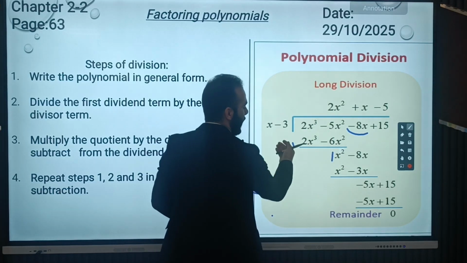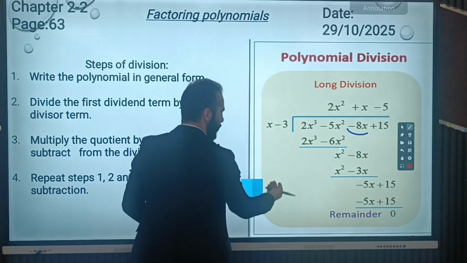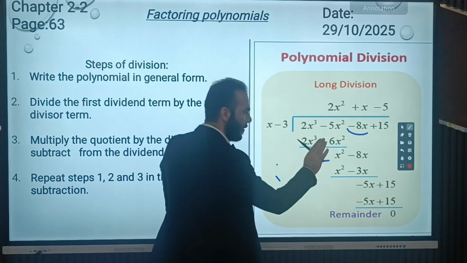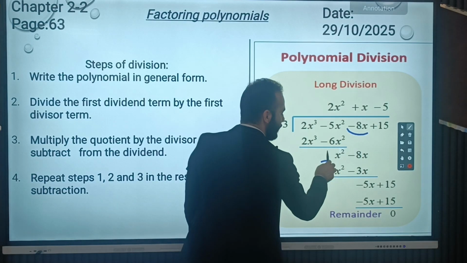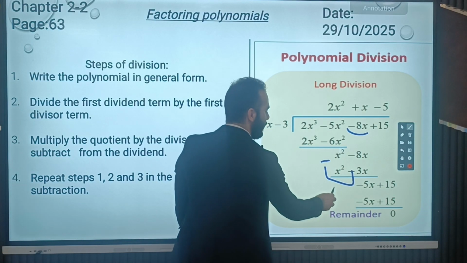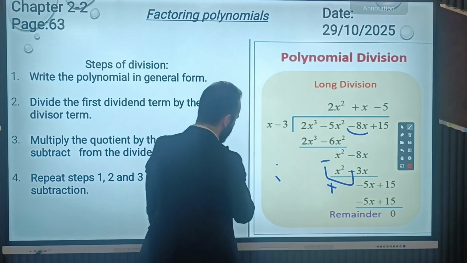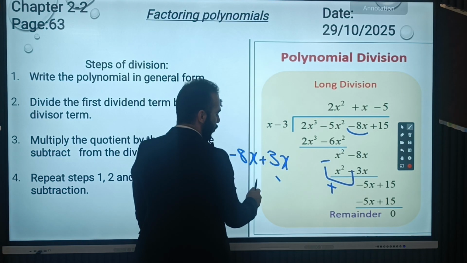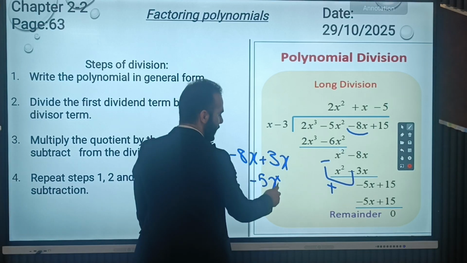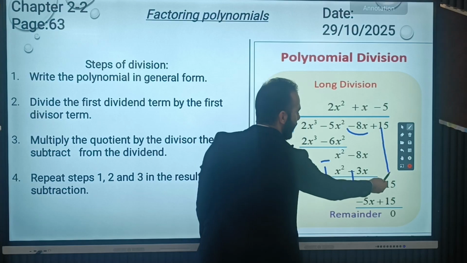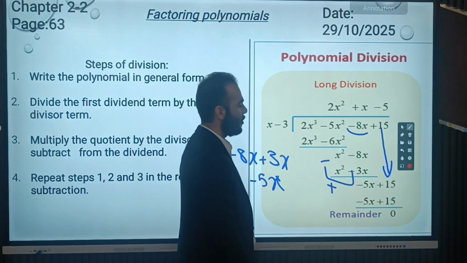So right now, again, I'm going to repeat it. In division, we are going to subtract. So x squared minus x squared, 0. You don't need to write it down. Negative 8x minus 3x. So again, this negative times this negative would become plus. So negative 8x plus 3x will give us negative 5x. As you can see here, negative 5x. Bring down the last term, which is 15.